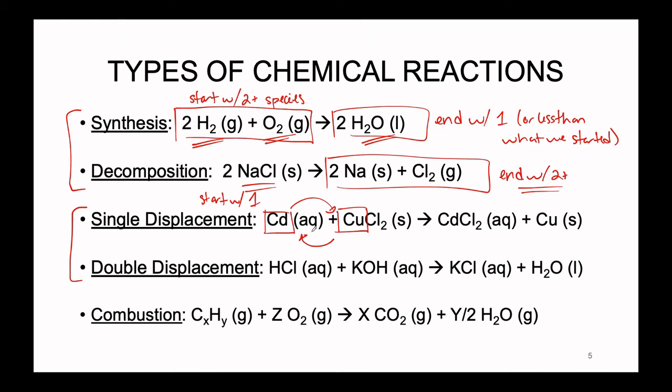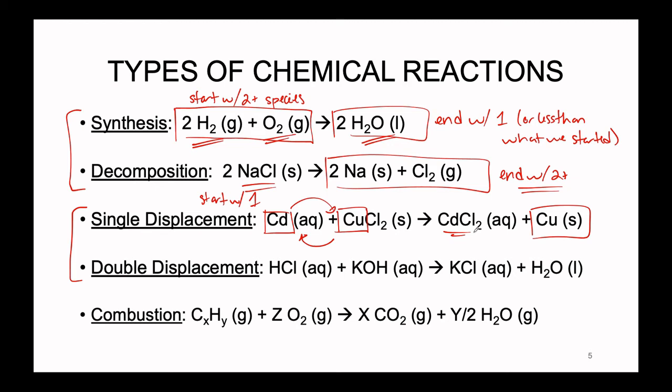So this is a single atom that is being displaced, right? Our copper is being kicked off. That's the only species that's being kicked out of a molecule. Since the copper is being kicked out, we can see that it has been displaced, it has been removed from the molecule on the product side, and cadmium has taken its place, giving us cadmium chloride and copper solid.